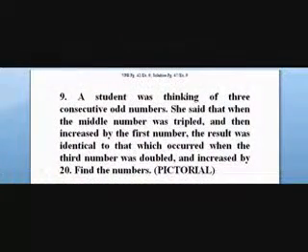6. Okay, Aviva, let's read the problem we have in front of us, please. Would you read problem number 9, please? Just read it. A student was thinking of 3 consecutive odd numbers. She said that when the middle number was tripled and then increased by the first number, the result was identical to that which occurred when the third number was doubled and increased by 20. Find the numbers.